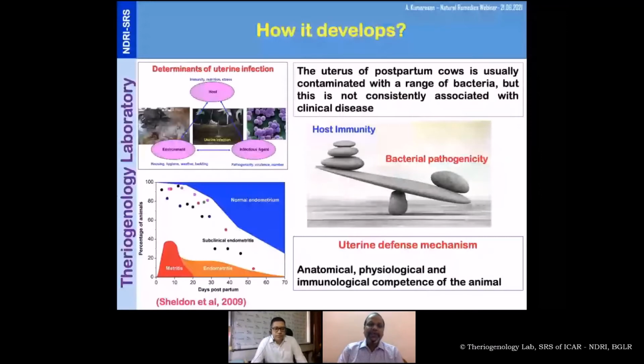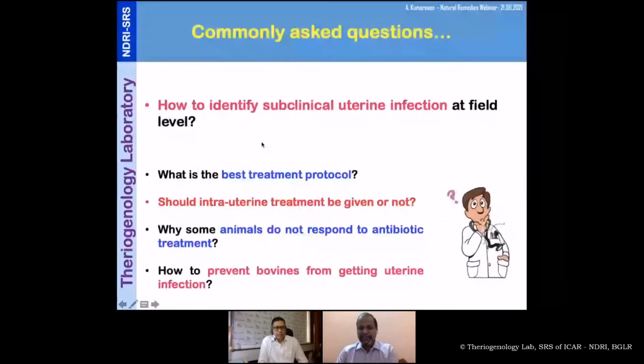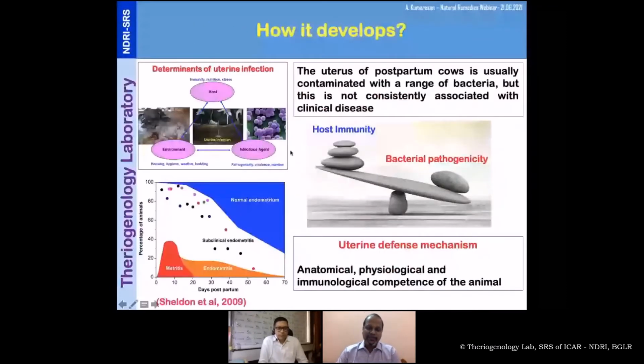Why does this happen? Because it is not only the host. It is an interaction between the host, environment, and the agent. How virulent the agent is, how pathogenic it is, and the number of pathogens invading the uterus decide the development of the uterine infection. And the host, as I told earlier, unless it is fed properly, the nutrition is the most important. If you want good reproduction, without nutrition it is not possible. So first we have to take care of the nutrition, immunity, and less stress at that time. Then the animal will be able to clear all this microorganism contamination by herself.